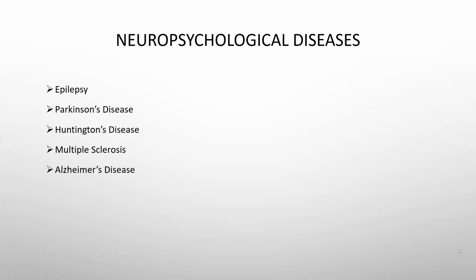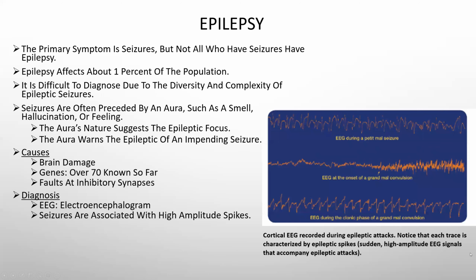Okay, now we switch gears a little bit and we look at some neuropsychological diseases. So we're going to focus on epilepsy, Parkinson's disease, Huntington's disease, multiple sclerosis, and also Alzheimer's disease. Okay, so let's begin with epilepsy. The primary symptom is seizures. Okay, but remember, not all who have seizures have epilepsy.